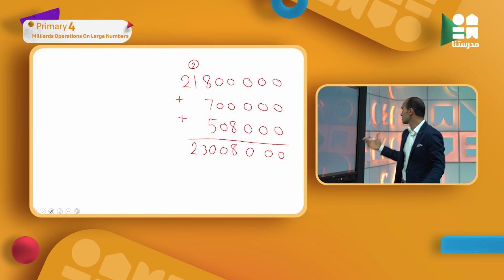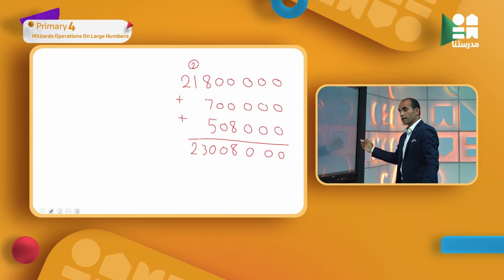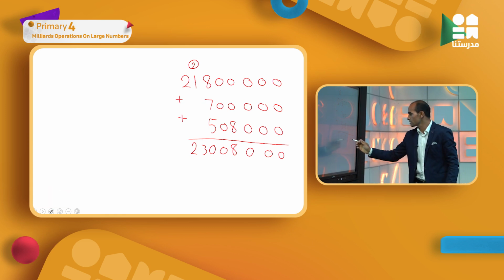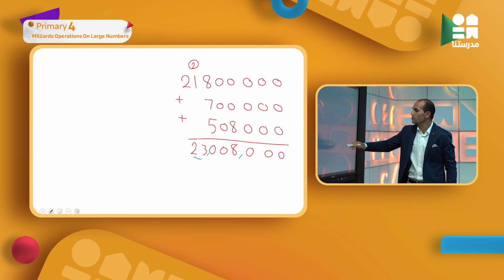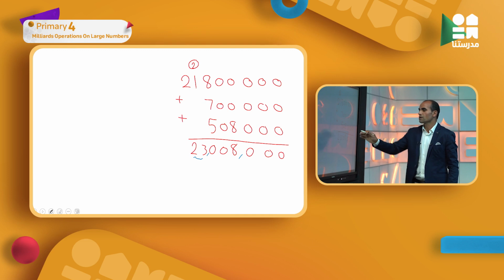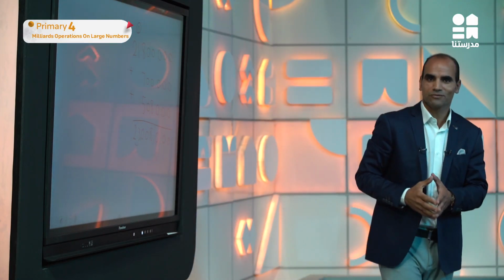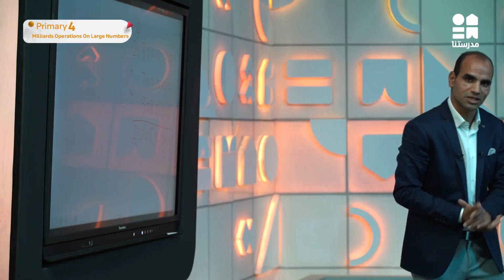Who can read this large number? To read this number, we will divide it from the right: units, tens, hundreds, thousands, 10,000s, 100,000s. So we have here 23,008,000. This is the total. Okay? Thank you very much for listening and for focusing. Okay, let's continue.